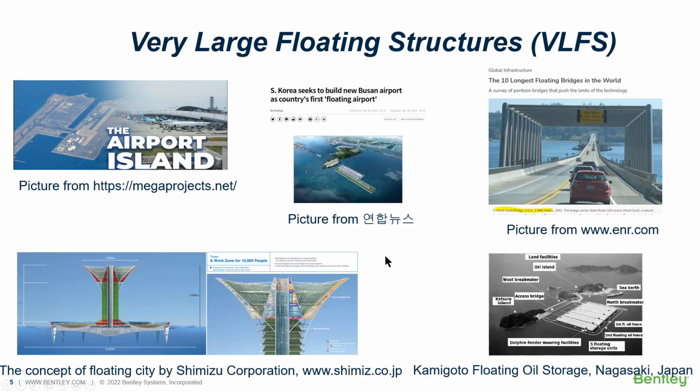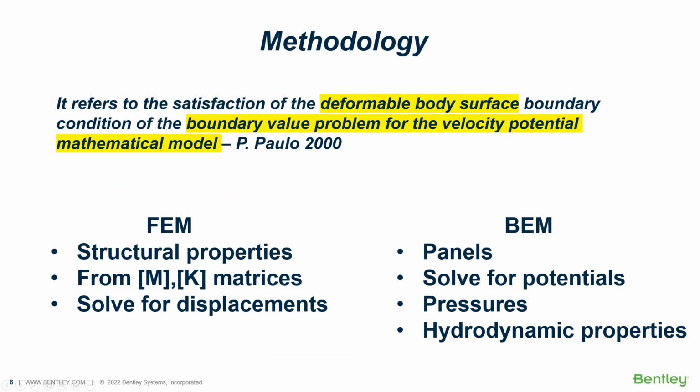So far, we have talked about the definition of the hydroelastic analysis and when we need it. Now let's talk about the methodology. This is the definition of the hydroelastic analysis we saw in the previous slide. Here, for the body deformation, we need a structural analysis solver. I just write it as a finite element method solver. This is to form a mass and stiffness matrix, also force vectors, and solve for displacement.